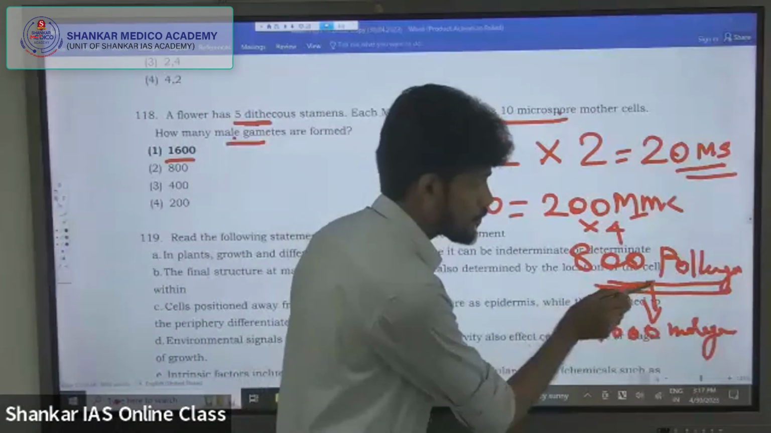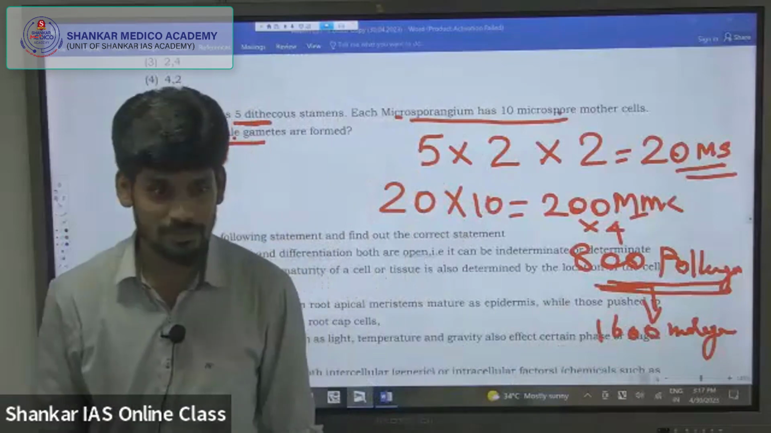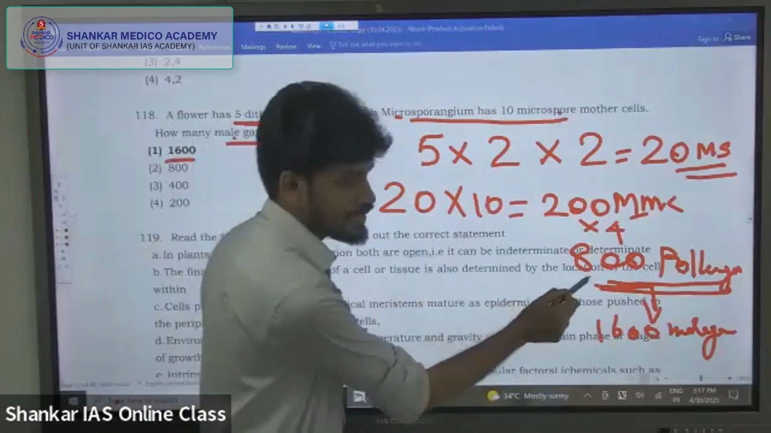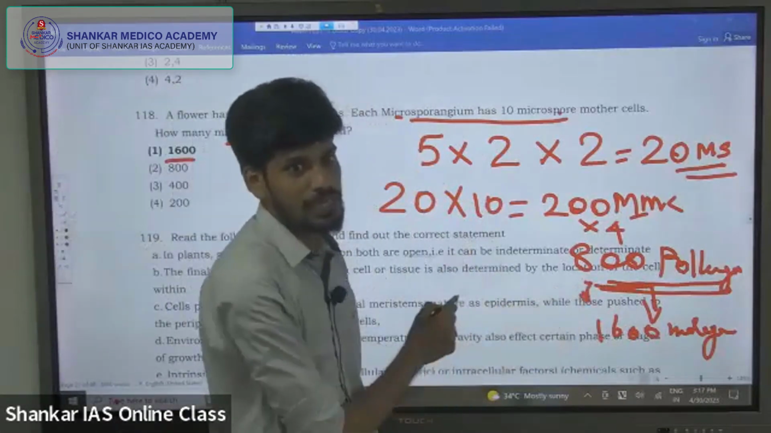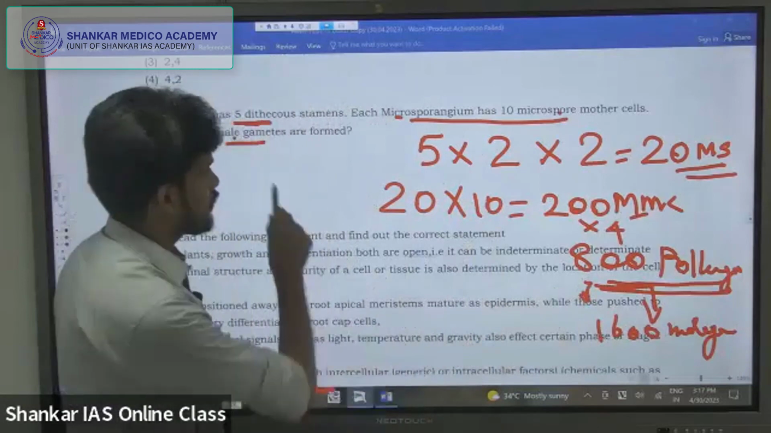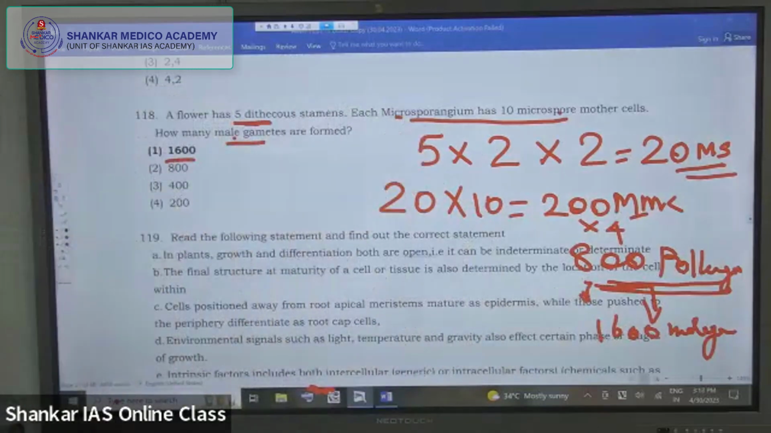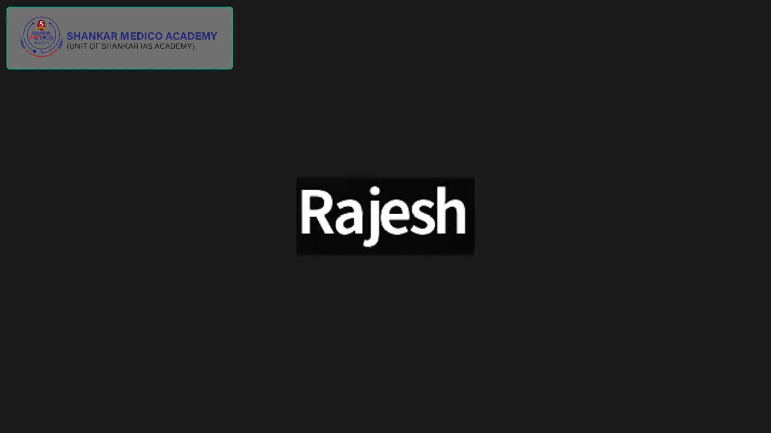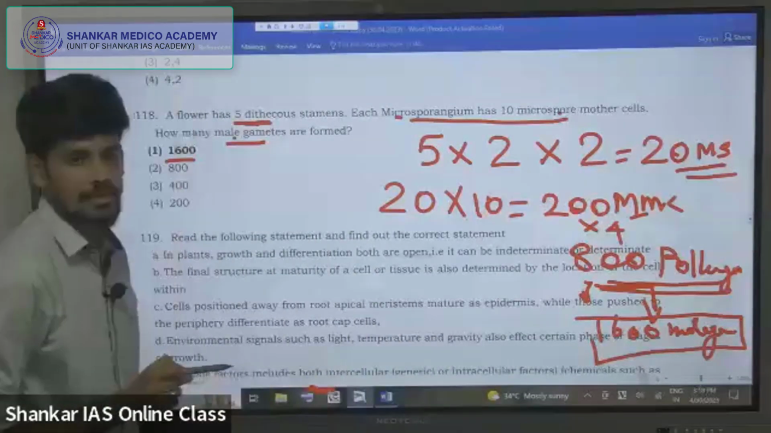We are talking about only male gamete, not female gamete. Pollen grains will produce the 2 male gametes. No, we are talking about microsporangium, not megasporangium. Okay, microsporangium, you will have 1600 male gametes.